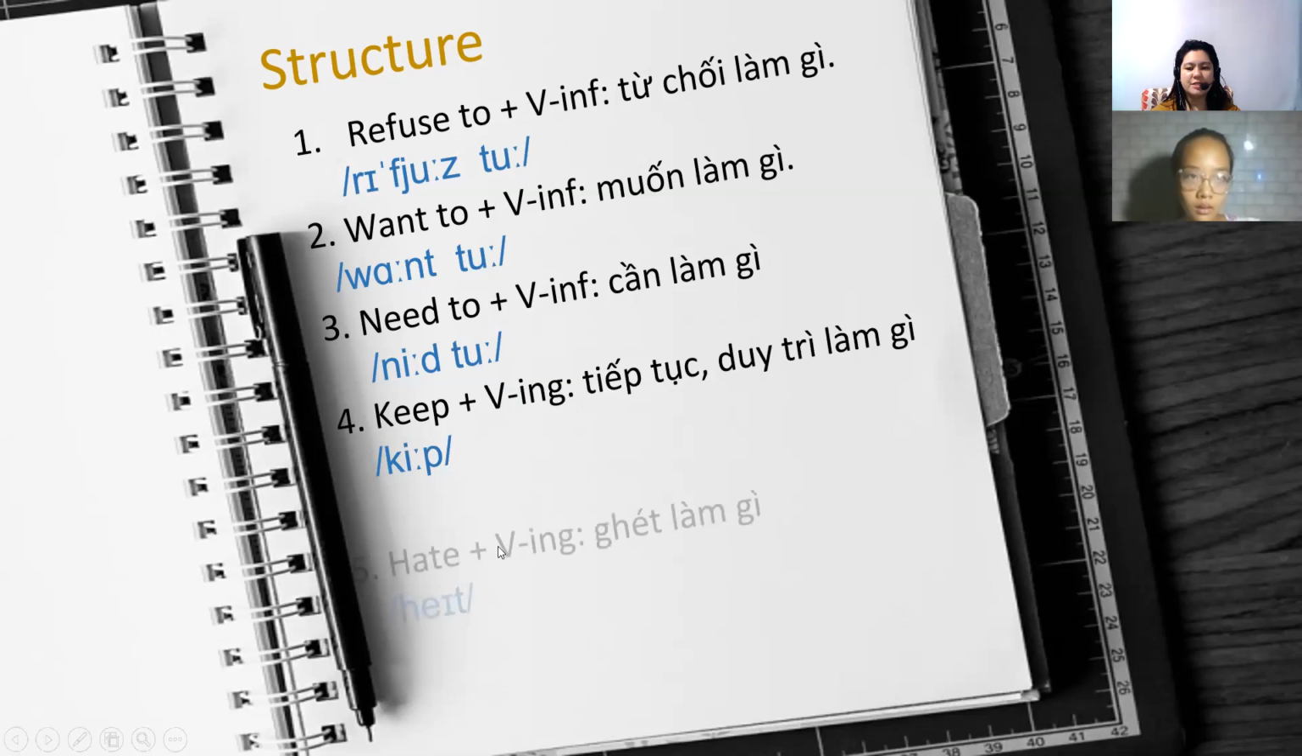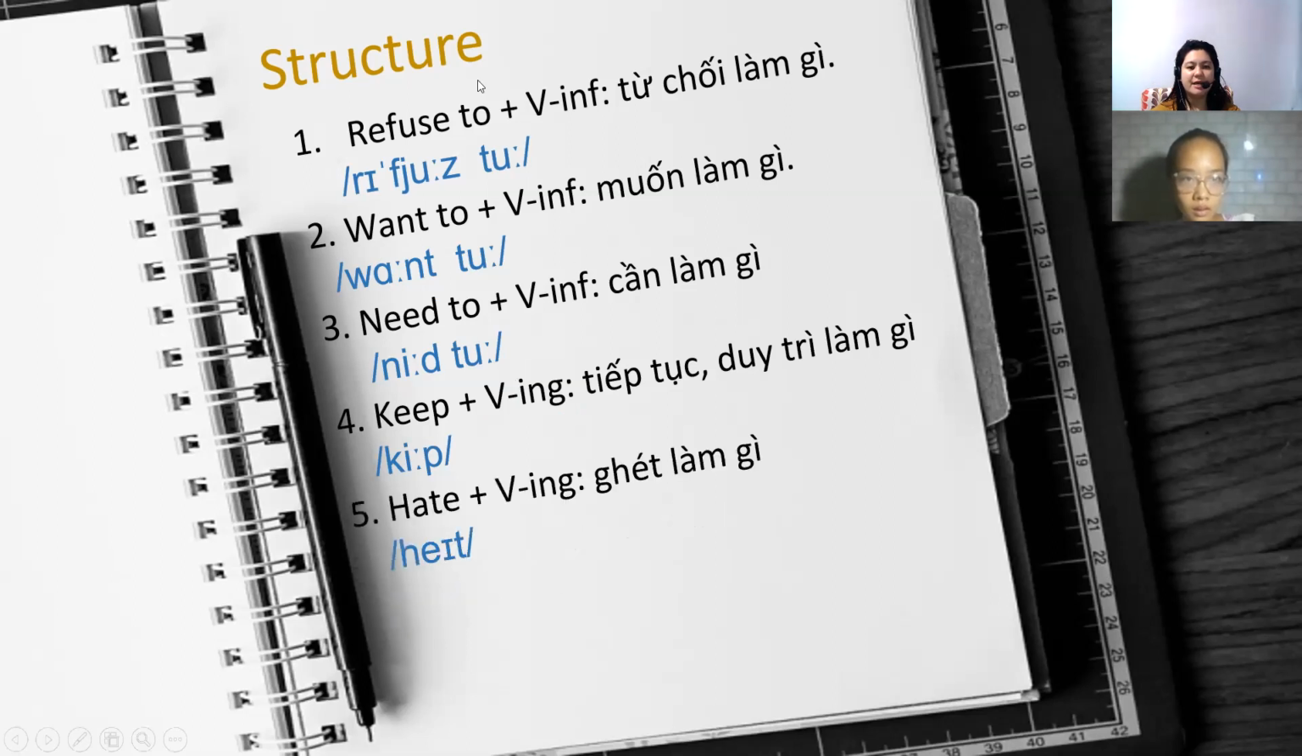Now, let's proceed to structure number 5. This time, you're going to use the word hate and then add a gerund verb. Okay, a gerund verb, those are verbs that end with ing. I hate shopping.